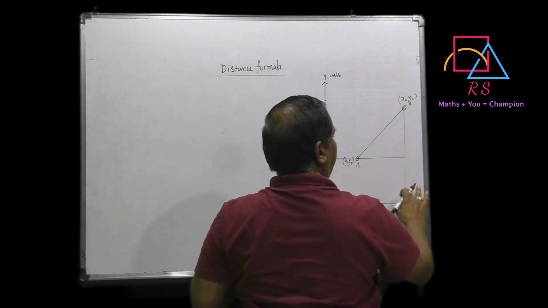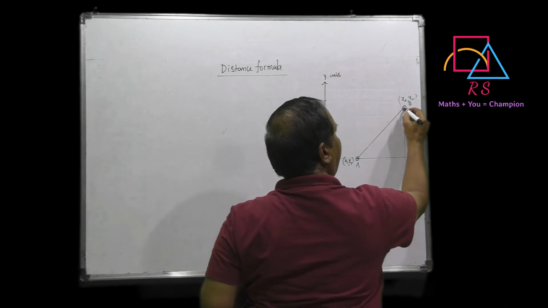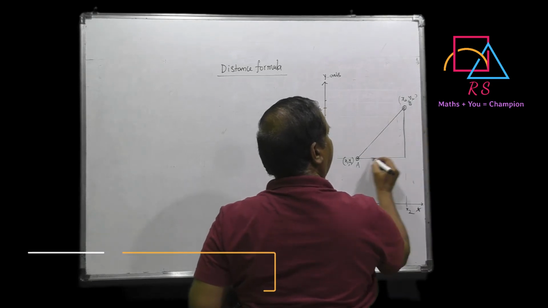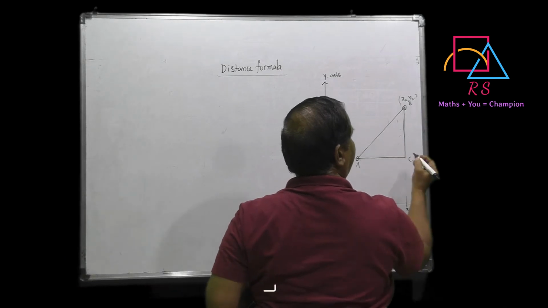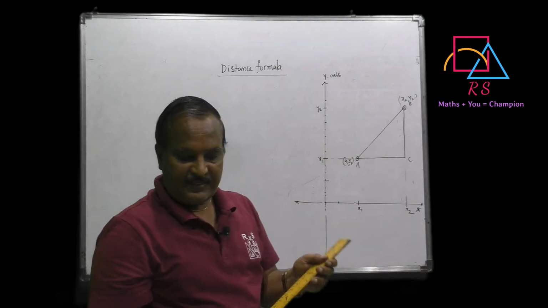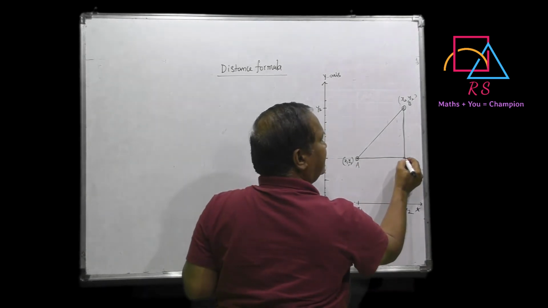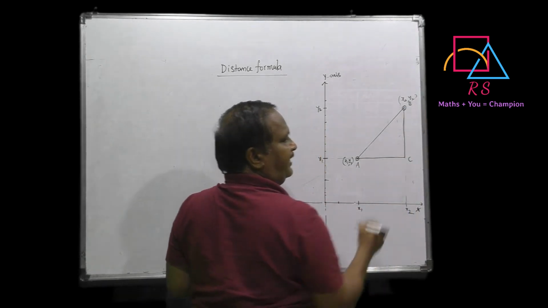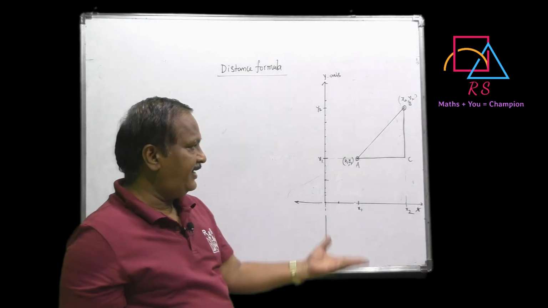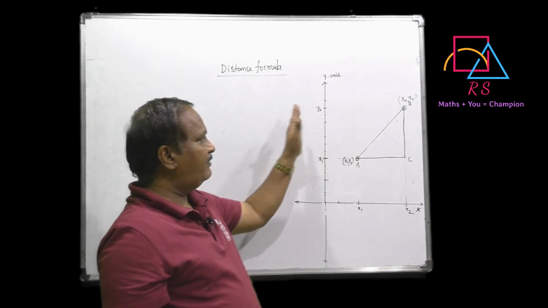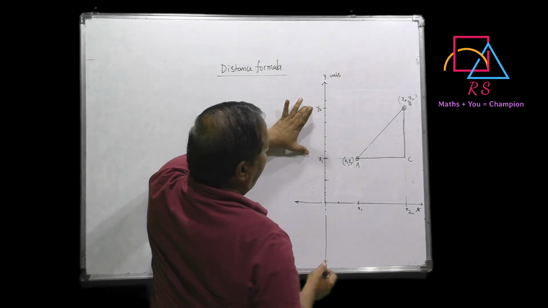So even if you don't know, no need to take this, and you will be getting a right angle triangle. Right angle triangle A, B, let us say this is C. In this right angle triangle, AC is horizontal distance and BC is vertical distance. You can easily find it from the vertical distance. So now BC is nothing but this one.